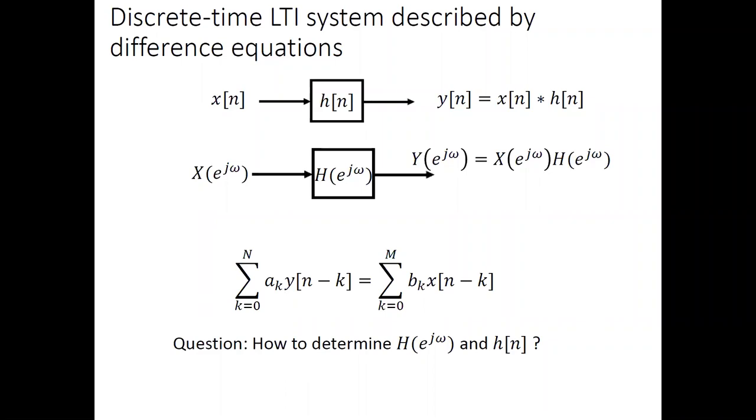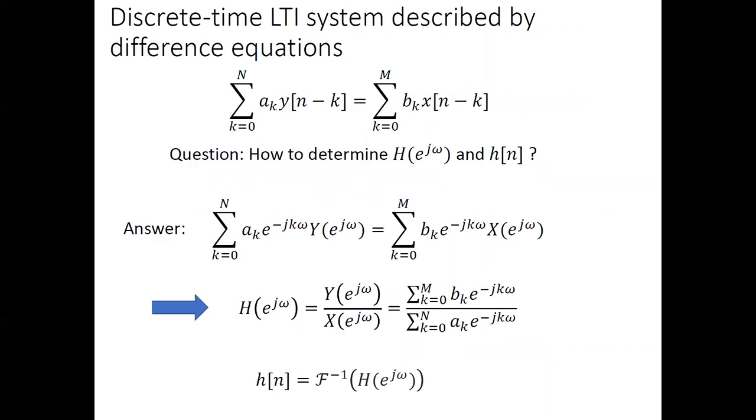But now in this chapter, our question is how to determine the frequency response capital H of e to the j omega and the small h of n, the unit impulse response, from this relationship. And the answer is to use the discrete time Fourier transform. So we can apply the Fourier transform on both sides of this equation. Because of linearity, on the left-hand side the Fourier transform is still a linear combination with the same summation, the same coefficient ak.